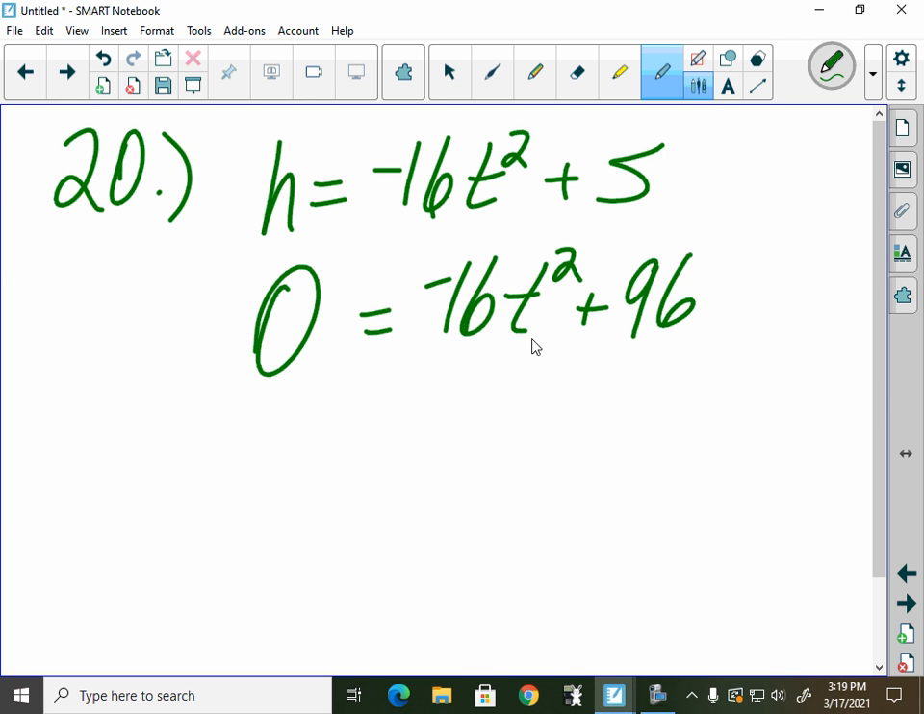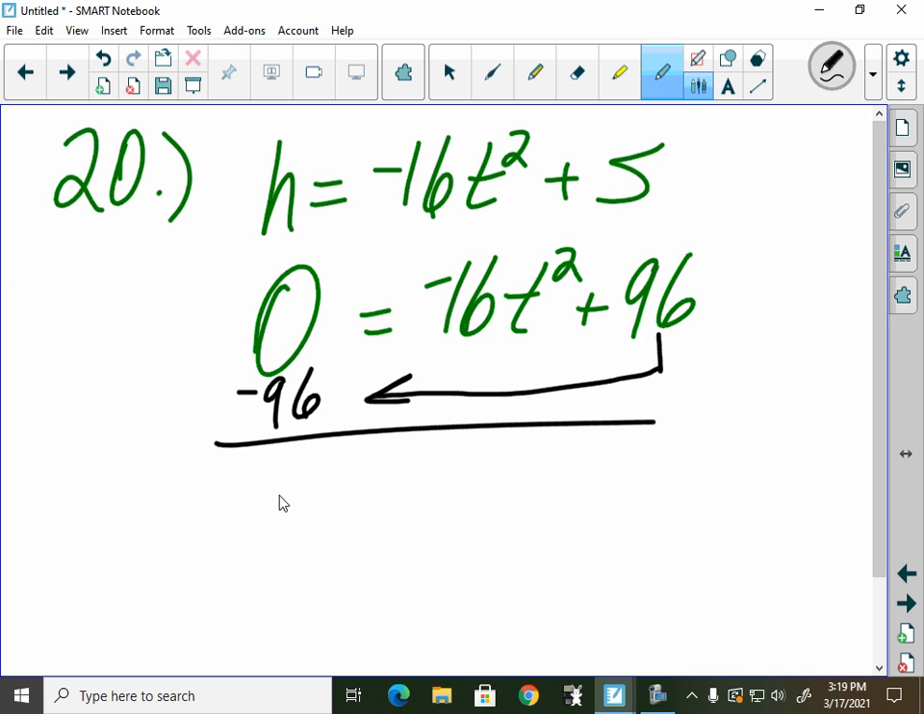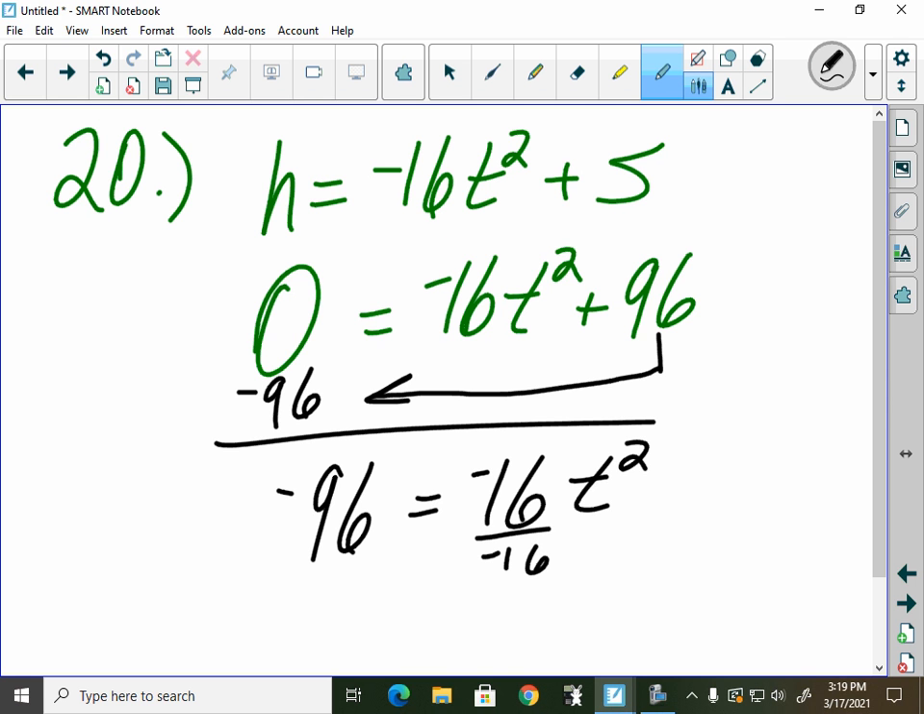So now I'm going to take this here, 96, and it's going to go over yonder. Minus 96. So it's going to be negative 96 equals negative 16t squared. Divide by negative 16. That answer is 6.